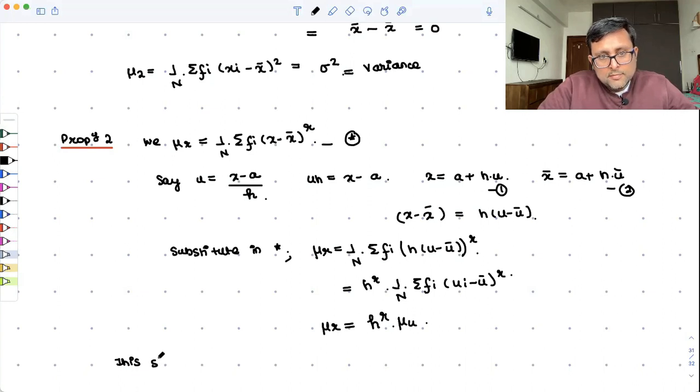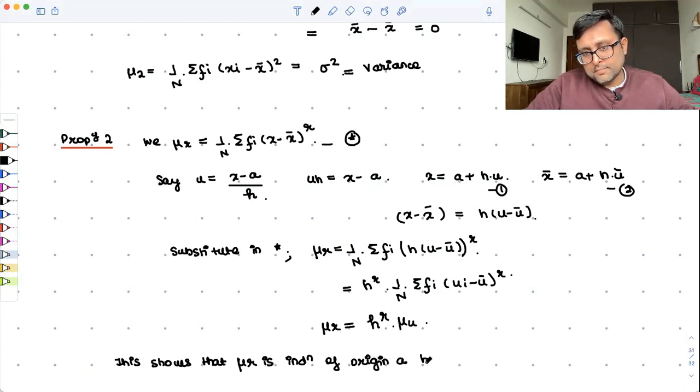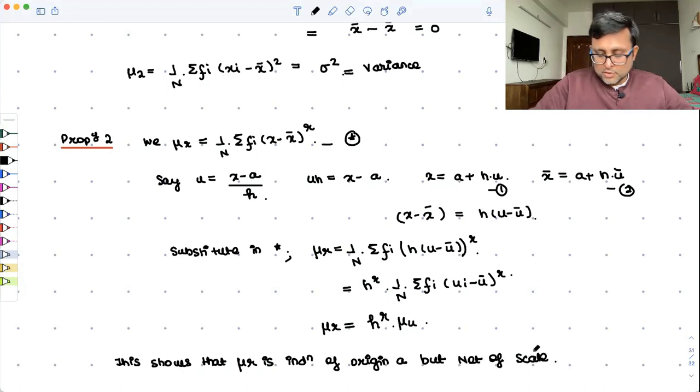This shows that mu r is independent of origin a, but not of scale, right? So these are the two properties of moments around mean and origin, whatever. We'll do one more property and we'll do questions based on that in the next class.